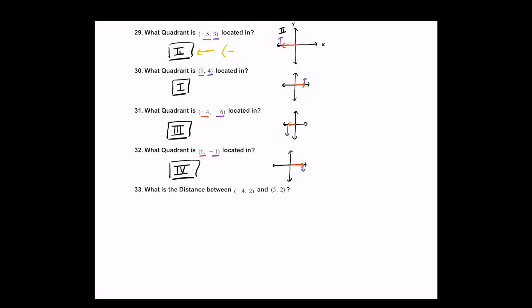If it helps you understand going forward, just keep in mind everything in quadrant 2 is always going to have a negative value first and then a positive value second. That's all points in quadrant 2. Everything in quadrant 1 is always going to be positive, positive. Everything in quadrant 3 is going to be negative, negative. And over in quadrant 4, the points are always a positive x value and a negative y value.